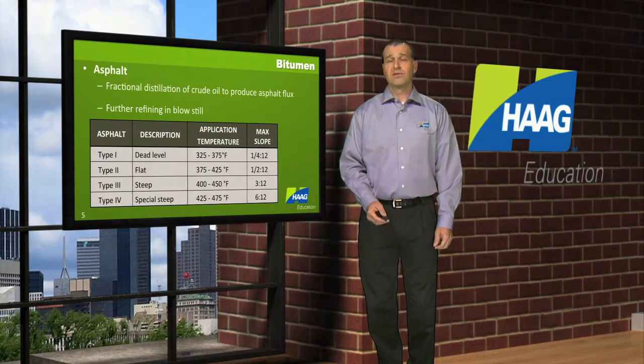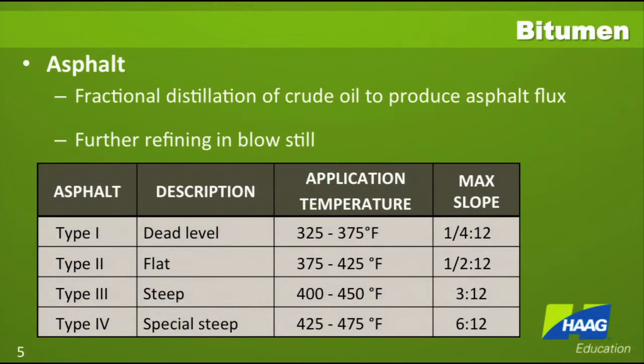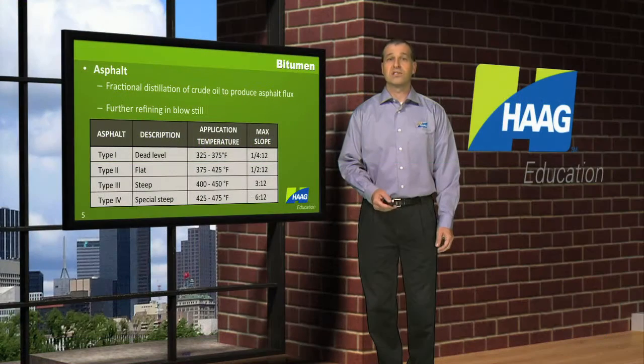The most common roofing asphalt used is actually known as Type 3, and they call this steep asphalt, and this can be used up to a 3:12 pitch, although it can also be used on slopes that are 1/4 inch per foot or 1/2 inch per foot as well. The optimum application temperature for Type 3 asphalt is 425 degrees, but you get tolerance of 25 degrees plus or minus that, so the application temperature range is 400 to 450 degrees. If your roof is steeper than 3:12 and you still want to put on a built-up roof, there is Type 4, known as special steep asphalt, that can go up to a 6:12 pitch.